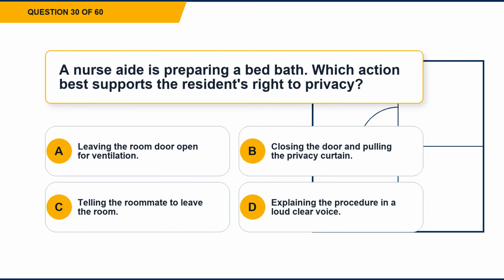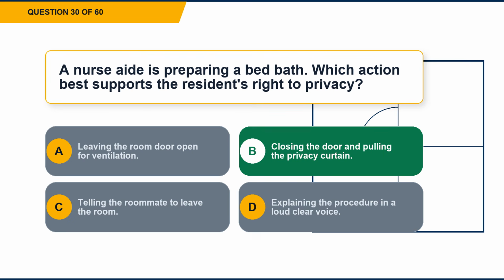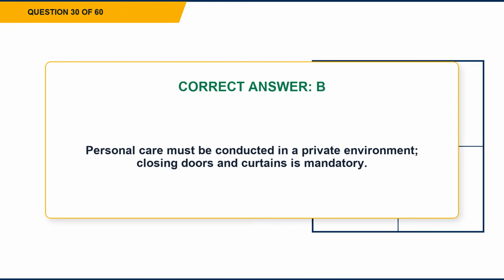Question 30. A nurse aide is preparing a bed bath. Which action best supports the resident's right to privacy? Option A, leaving the room door open for ventilation. Option B, closing the door and pulling the privacy curtain. Option C, telling the roommate to leave the room. Option D, explaining the procedure in a loud, clear voice. The correct answer is option B, closing the door and pulling the privacy curtain. Explanation: personal care must be conducted in a private environment. Closing doors and curtains is mandatory. Question 31.